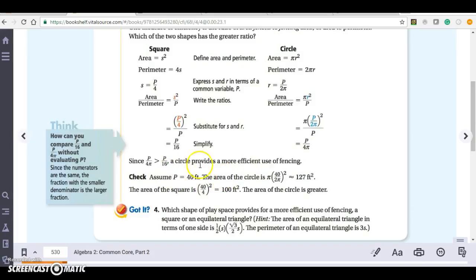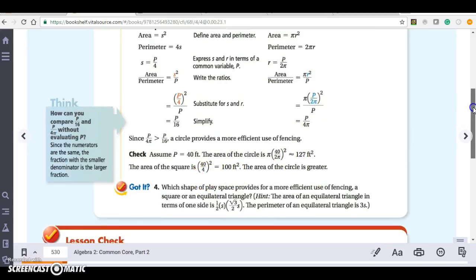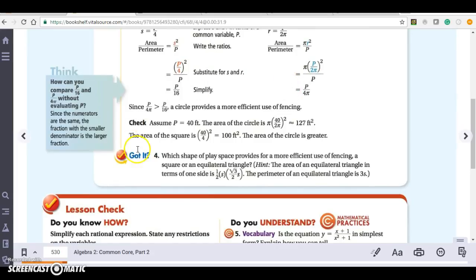So if I put 40 in for P, I get the area of the circle is 127 and the area of the square is 100. So the area of the circle is greater. All right, so let's look at the guide. It says, which shape of play space provides a more efficient use of fencing, a square or an equilateral triangle? I don't know why we didn't do the circle. We already know the circle is better, but we're going to try the square or the triangle instead.